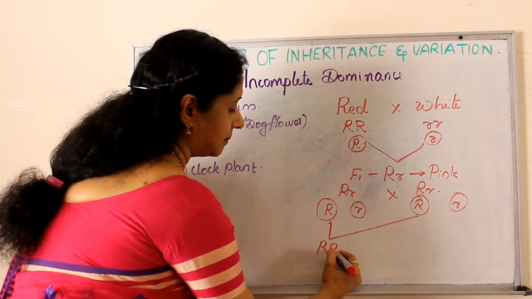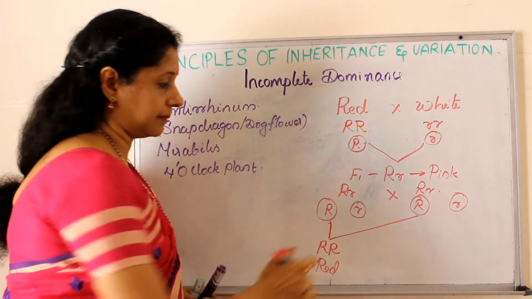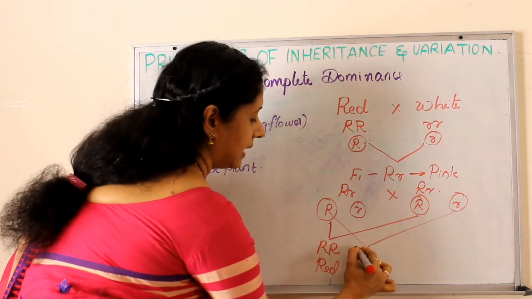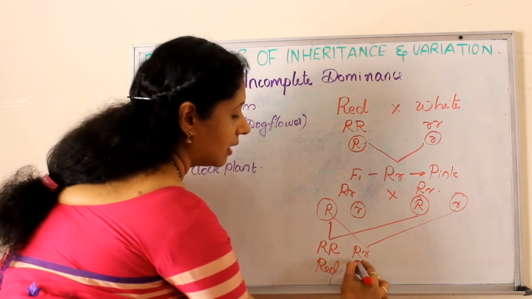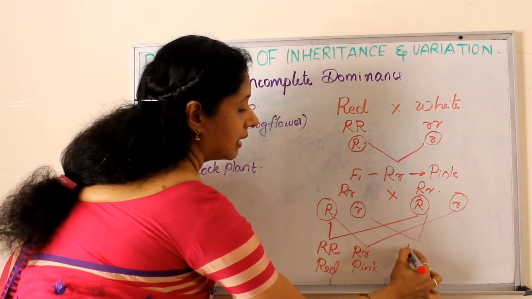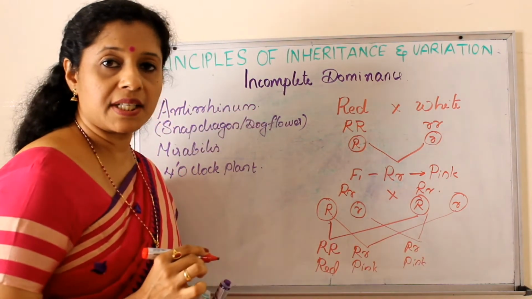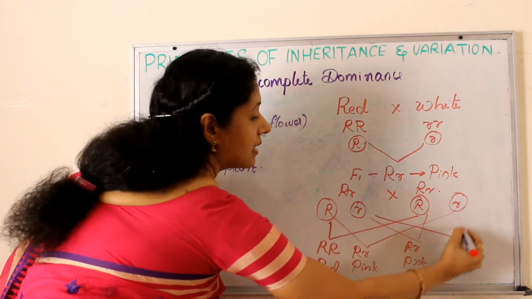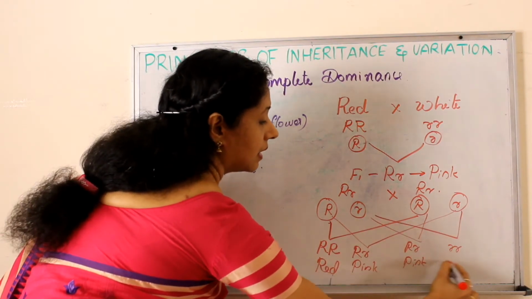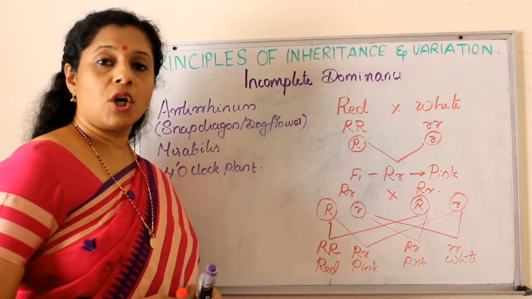Capital R, capital R. So it is obviously red because capital R homozygous is red. Second possibility, capital R, small r, which is pink. Third possibility, capital R, small r, that is also pink because heterozygous conditions are intermediate. Last, small r, small r, that is white, recessive. So here, it's not the blending occurring.